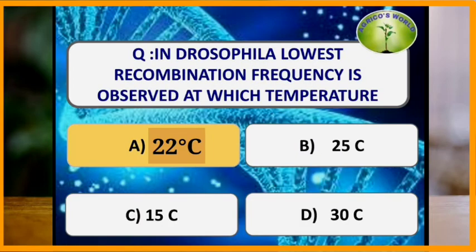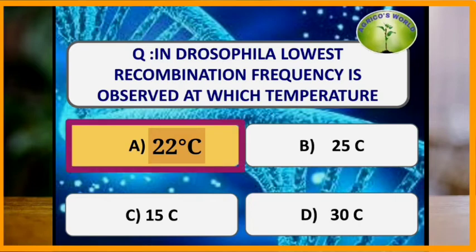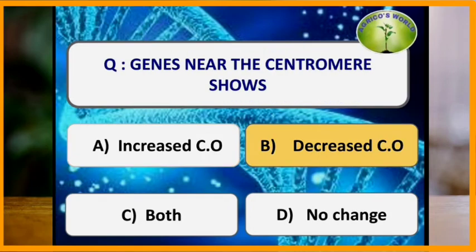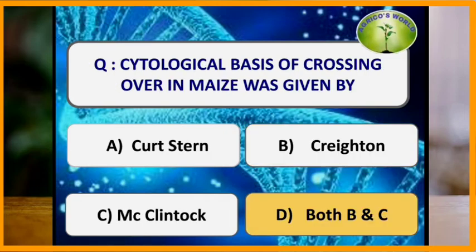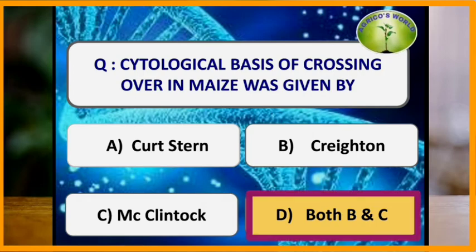In Drosophila, the lowest recombination frequency is observed at 22 degrees centigrade. An increase or decrease from 22 degrees centigrade will increase the frequency of recombination. Genes near the centromere show decreased crossing over. The cytological basis of crossing over in maize was given by Creighton and McClintock, whereas in Drosophila it was given by Stern.